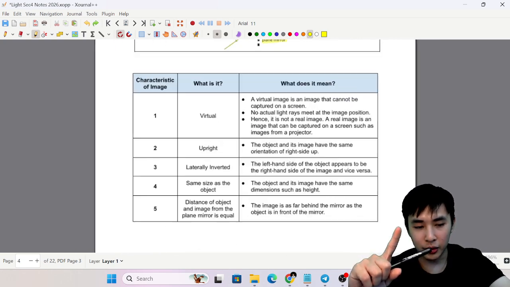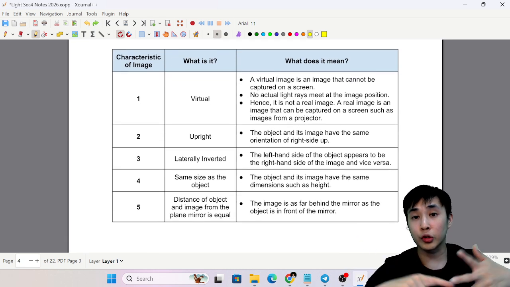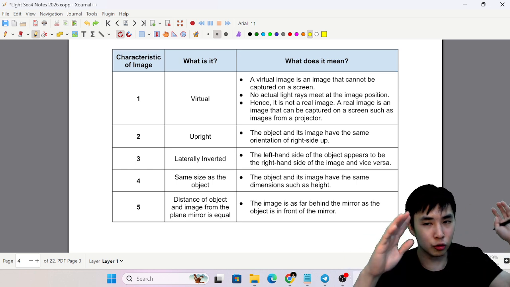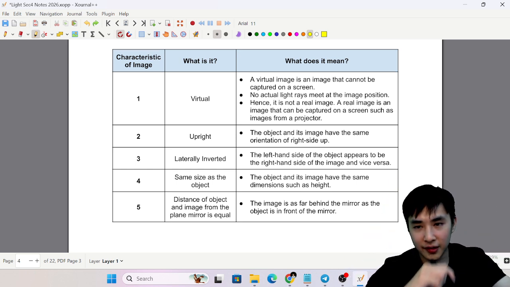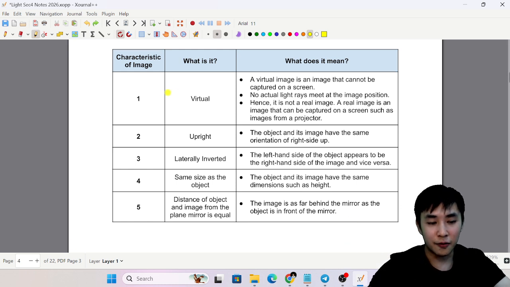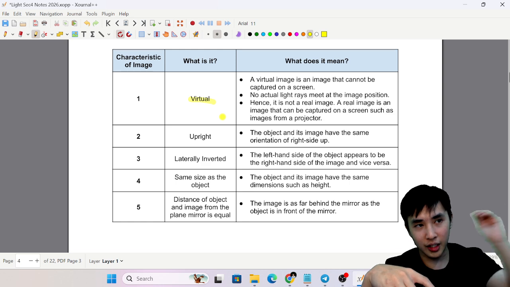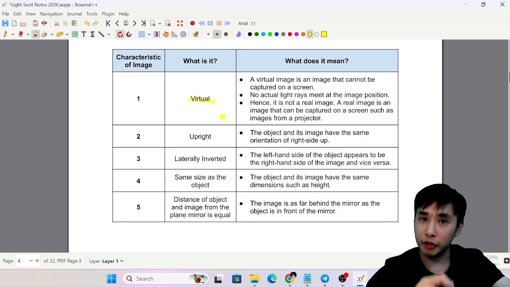Now, one last thing I want to emphasize is that some exam questions will also ask you the characteristics of plane mirror images. You must know all 5 of these characteristics. Firstly, one characteristic of a plane mirror image is that it is virtual. What does virtual mean? Virtual means that the image cannot be captured on a screen.